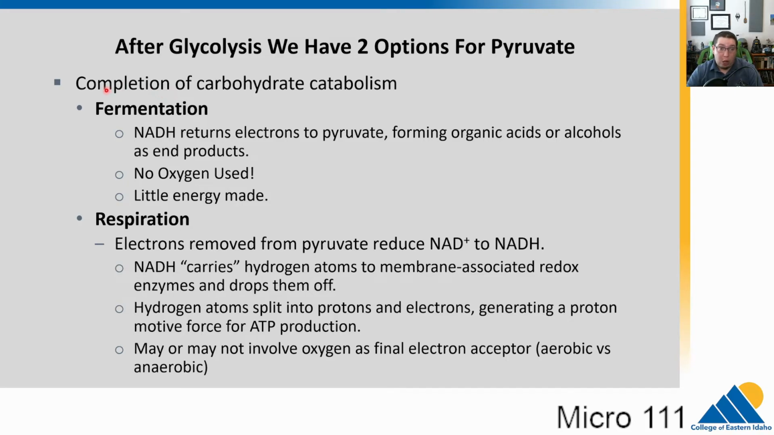So fermentation is one option. It's not the most energy efficient one, but it works for some microbes. If you want to extract more energy from that pyruvate, you can do respiration, where we keep removing electrons from pyruvate to make more NADH. NADH carries both electrons and hydrogen atoms ultimately to that membrane-associated electron transport chain, and it's like a carrier molecule. It's taking some of that energy and moving it, and that's going to basically be used to generate what we call the proton motive force, which will produce lots of ATP.